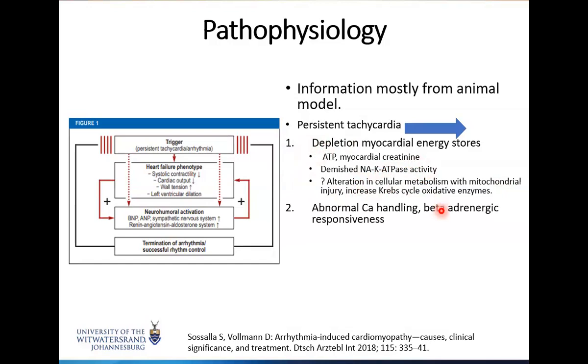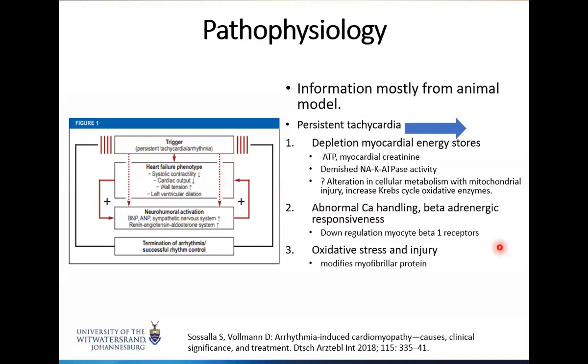The second thing you need to look at is that persistent tachycardia causes abnormal calcium handling with beta adrenergic responsiveness. This then causes downregulation of beta-1 receptors in the myocytes. Thirdly, persistent tachycardia would cause oxidative stress and injury in the myocardium, and that in turn modifies the protease in terms of the myofibrils.